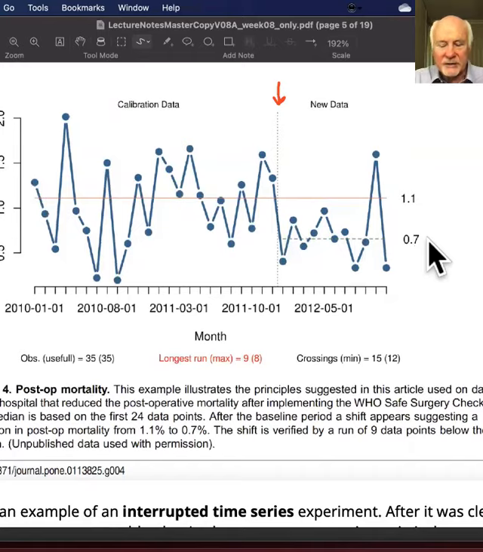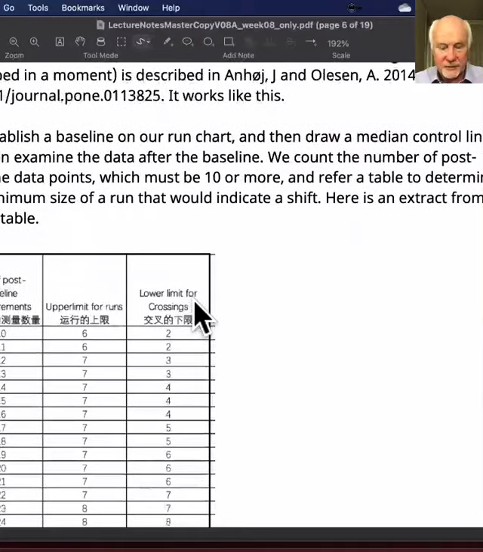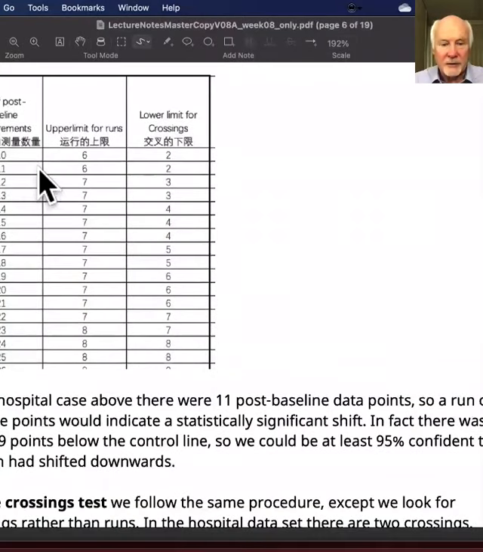Yes, that is the median. But if we look at the runs test and the crossing test, we've got 1, 2, 3, 4, 5, 6, 7, 8, 9, 10, 11 months of data there. So if we look at our little table, which I should have down here somewhere. Okay, we go down, we look at 11. So the upper limit for runs is 6, so we're looking for a run of 7, and the lower limit for crossings is 2. So that means the crossings test would have to see only 1 crossing.